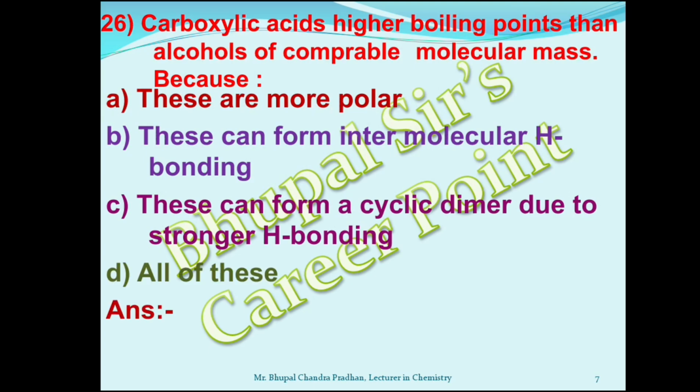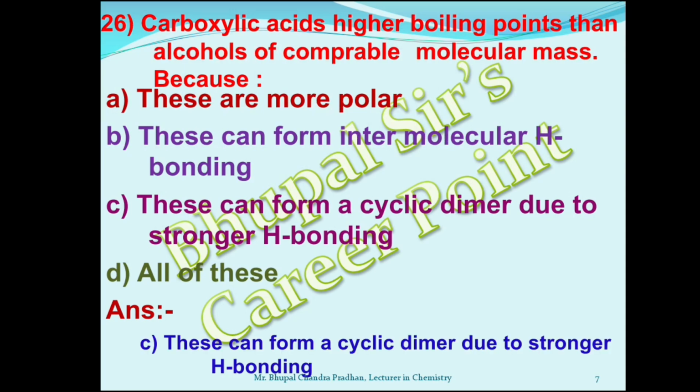In case of alcohol, these are associated with hydrogen bonding also, but in between two alcohol molecules only one hydrogen bond is there. But in case of carboxylic acid, in between two carboxylic acid molecules two hydrogen bonds are there and they form a cyclic dimer. Due to stronger hydrogen bonding, these have higher boiling point than the alcohols of comparable molecular mass. So option C is the correct answer. These can form a cyclic dimer due to stronger hydrogen bonding.